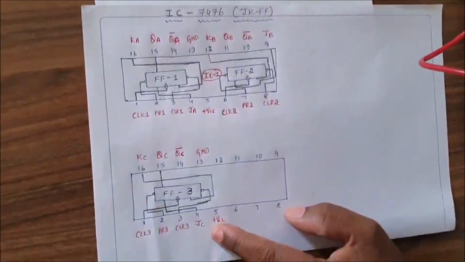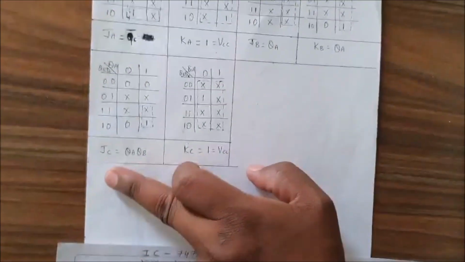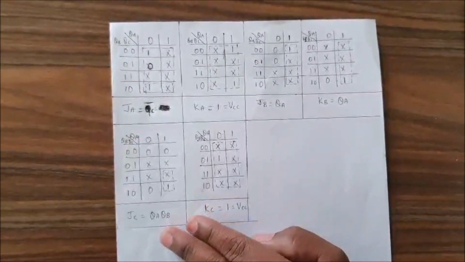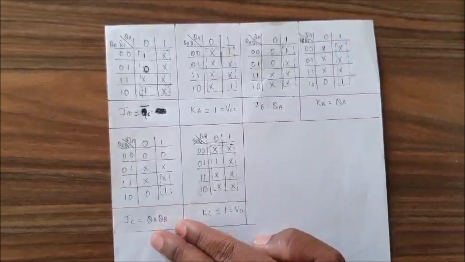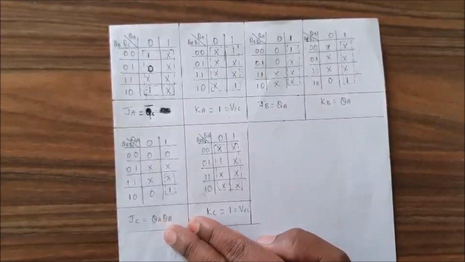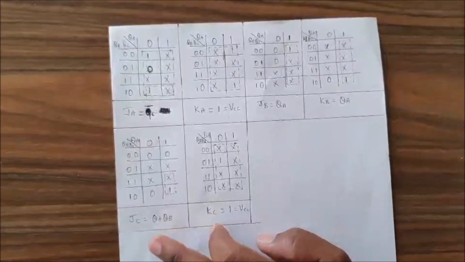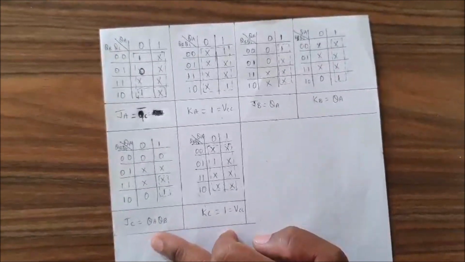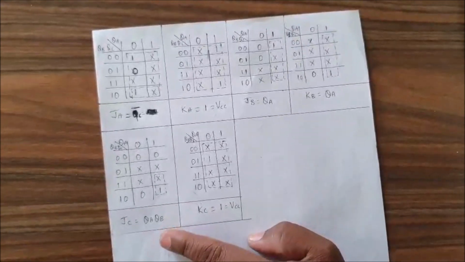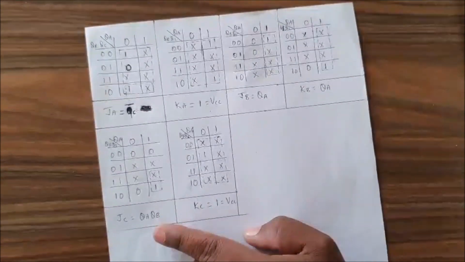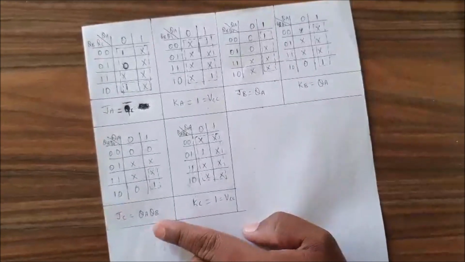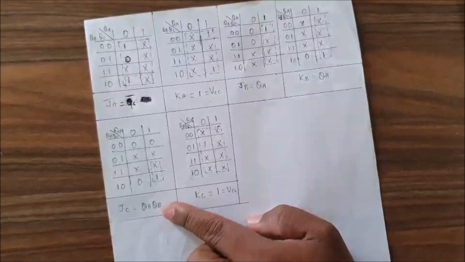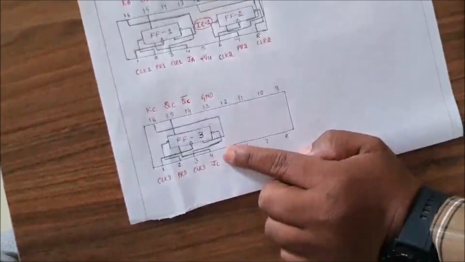Next we have JC. From the K-map simplification we got JC is equal to QA into QB, which means there is an AND operation between the two outputs QA and QB. If we have an AND operation, then we need to use an AND gate, that is 7408. Here in this experiment I am using the third IC, that is 7408. So it is an AND gate IC. The output of that AND gate IC is QA into QB. So that should be connected to the fourth pin.